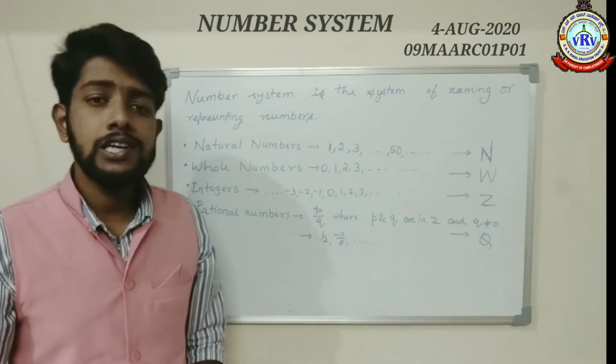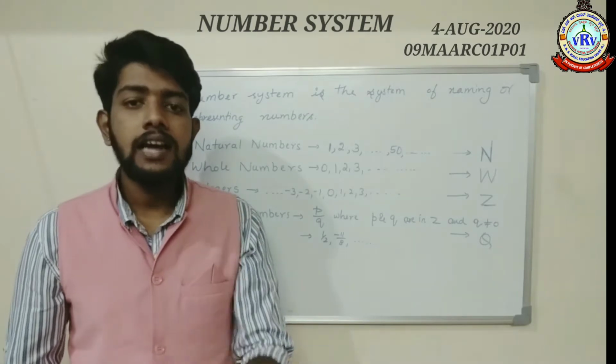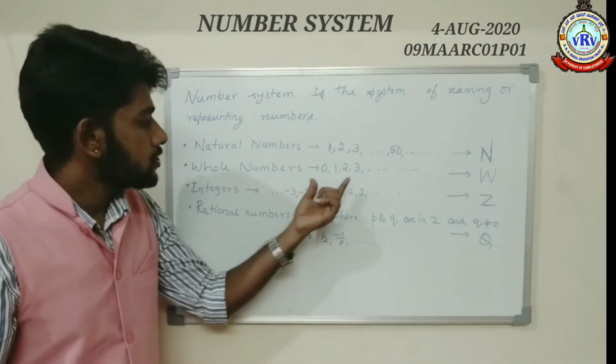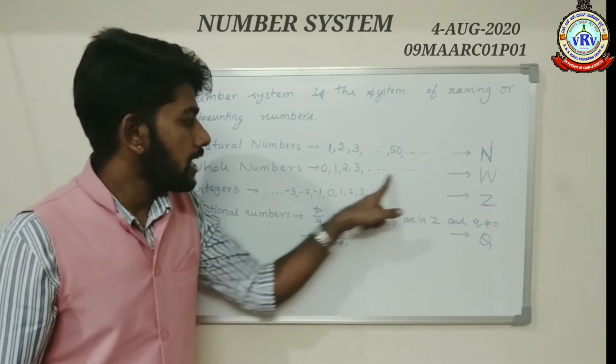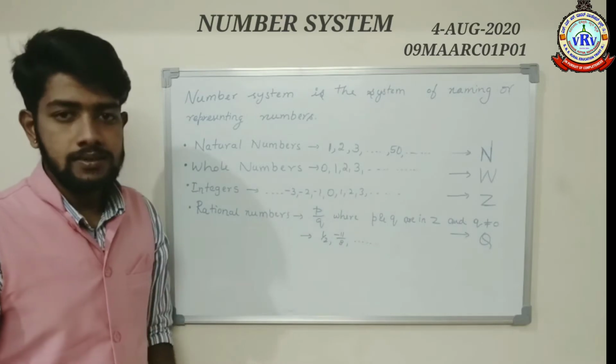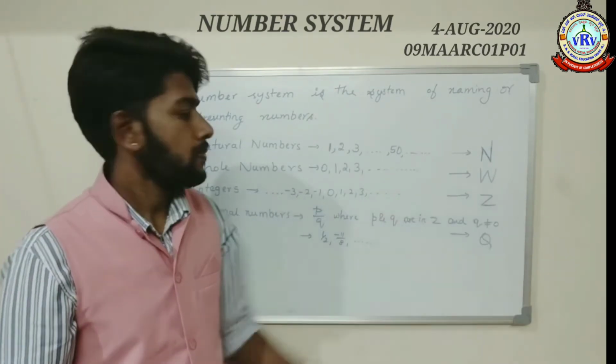And if we include 0 in the natural number collection, then that collection becomes the collection of whole numbers. Here you can see, including the natural numbers, one more element, 0, is added to the whole number collection, and it is denoted by the symbol W.